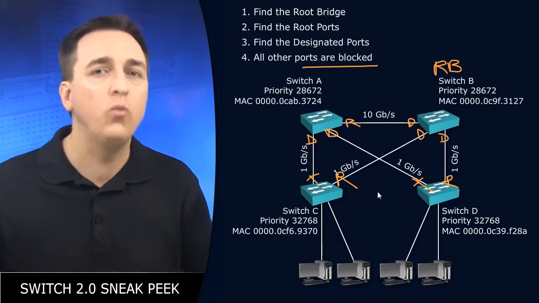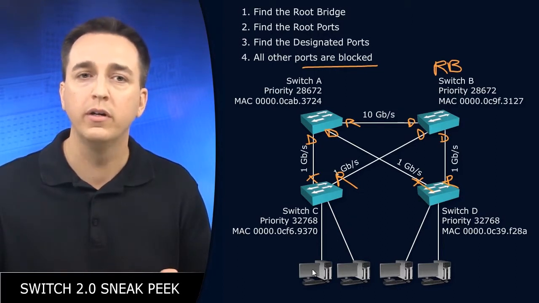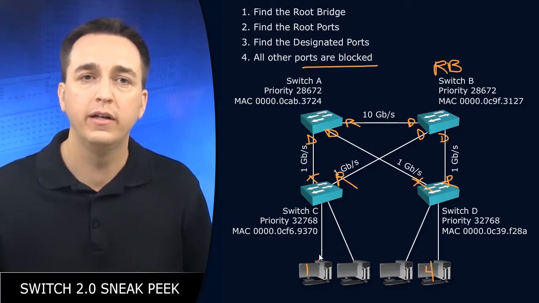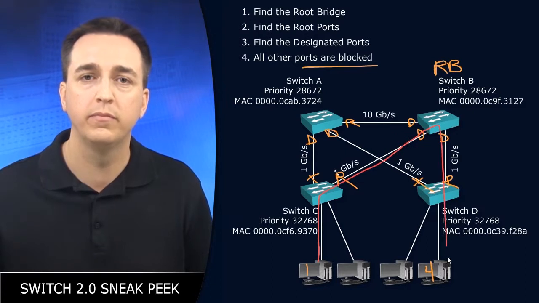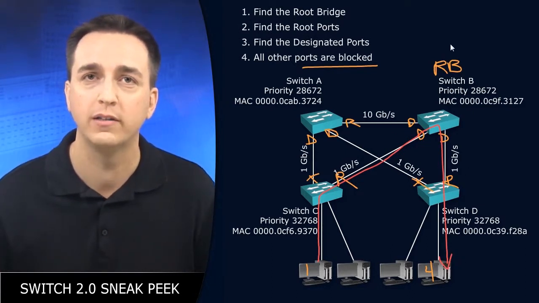But ultimately, in the end, what else did spanning tree do? It has determined how traffic will be forwarded through our network. Because if this PC here, PC1, wants to talk to this PC over here, PC4, how is the traffic forwarded? It's going to be forwarded this way. So spanning tree protocol chooses that for us.